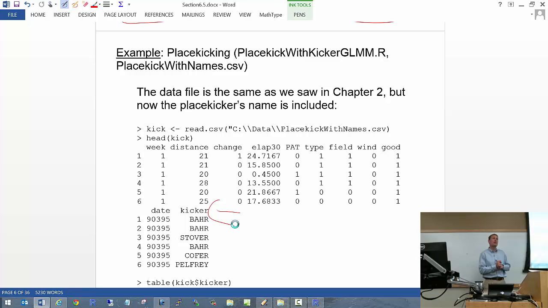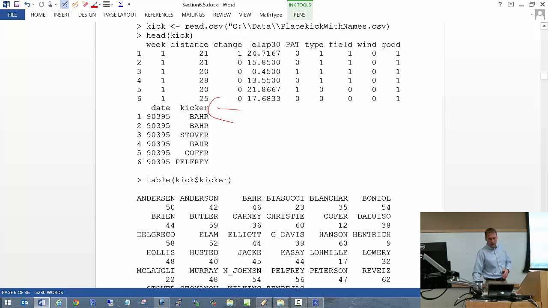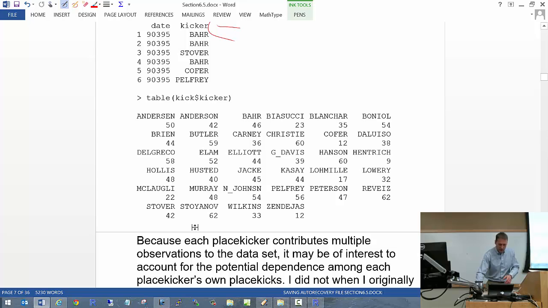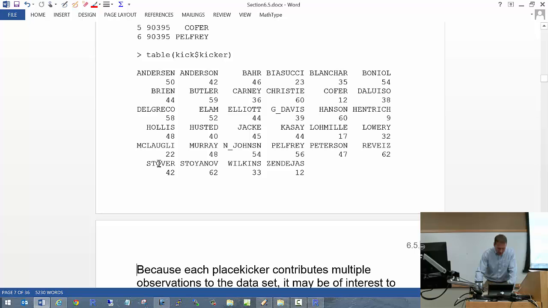And so what I'd like to be able to do now is write a model that takes into account the possible dependence between, let's say, observations 1, 2, and 4. Here's a summary in this particular data set of all the place kickers that were in there. We see about 34 different place kickers during this season. For example, Nick Lowry had 32 place kicks, and poor old Lynn Elliott had 44 place kicks.